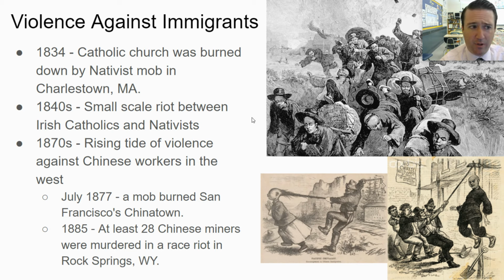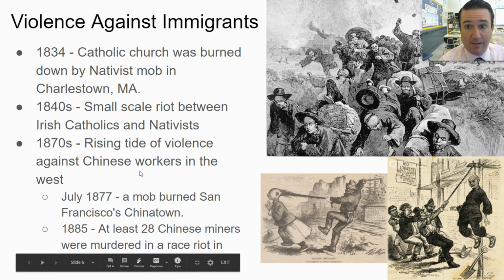In 1834, a Catholic church was burned in Charlestown, Massachusetts, probably mostly made up of Irish immigrants at that time. In the 1840s, you started to see some small-scale riots between the nativists and the Irish Catholics. If you've ever seen the movie Gangs of New York, and I'm not recommending it, it certainly shows that aspect of immigration, some riots between the nativists and the Irish gangs that were in New York City at the time.